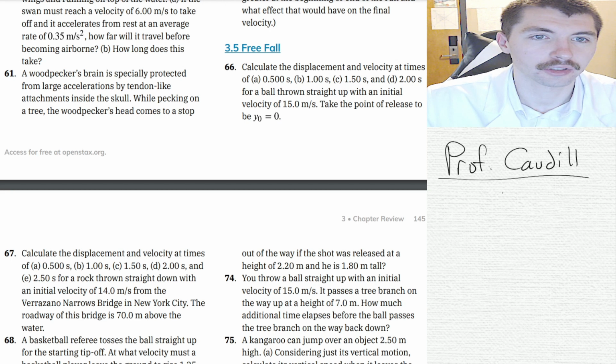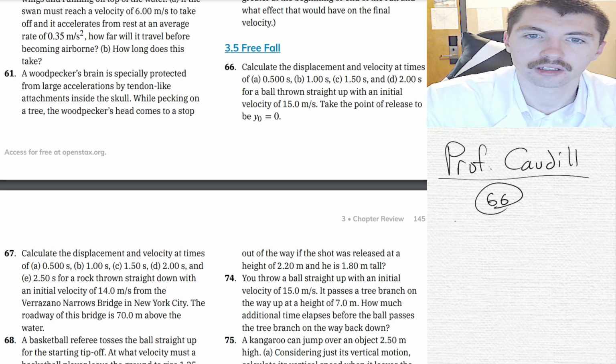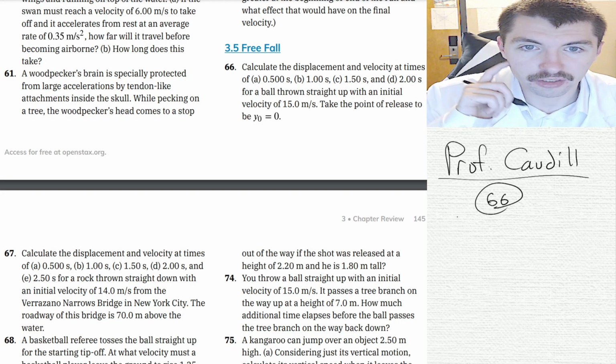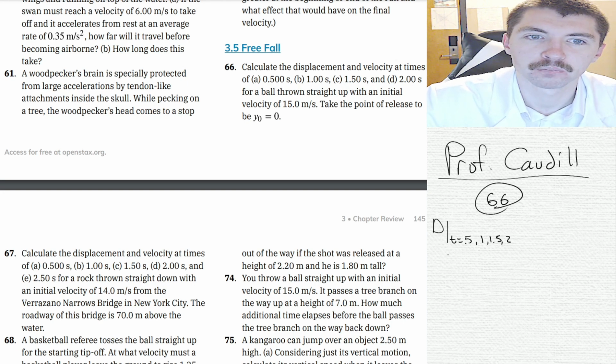All right. Today we are on Freefall 66. So we want to find displacement. We want to find D at T is 0.5, 1, 1.5, 2, for a ball thrown straight up. So acceleration would be negative gravity.